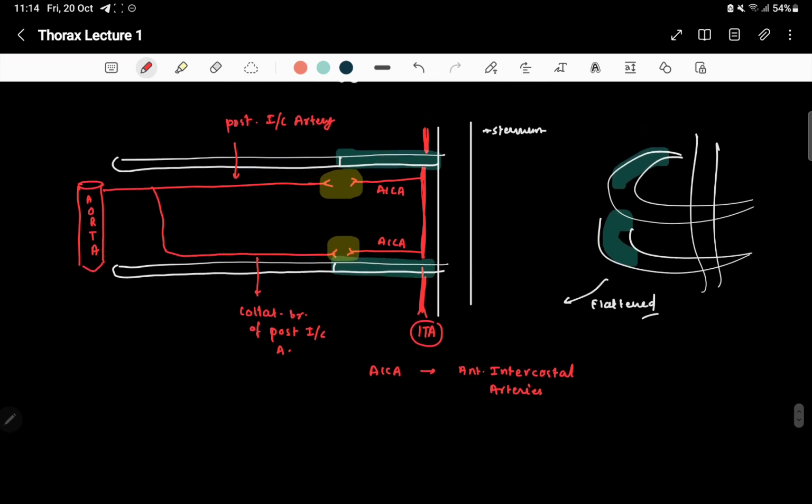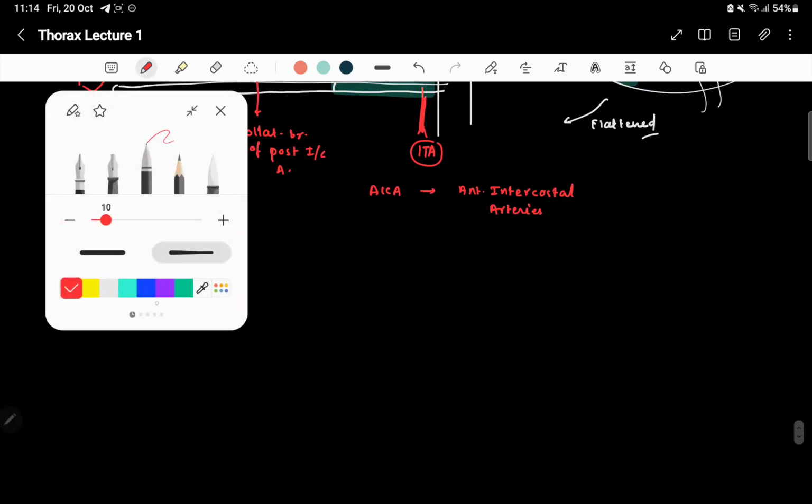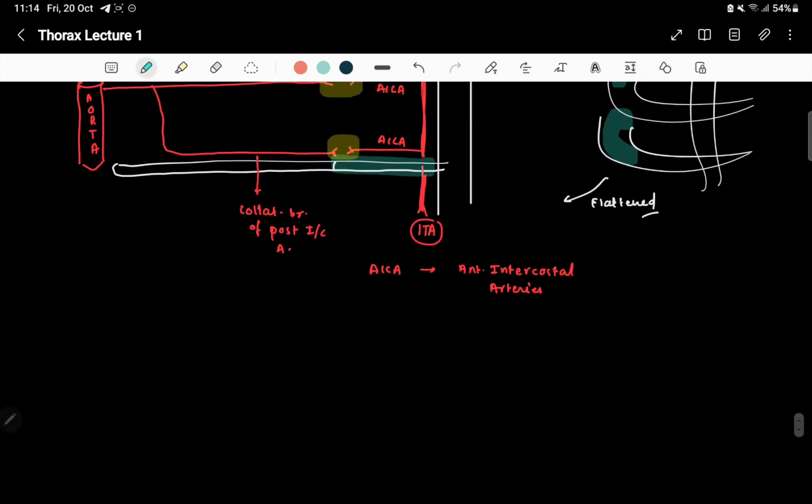Okay, these are the anterior intercostal arteries which arise from the internal thoracic artery. Understood? So the internal thoracic artery has a diagnostic purpose. It is used in bypass grafting. Why? Because it is easily accessible here, as it is lying just beside the sternum.